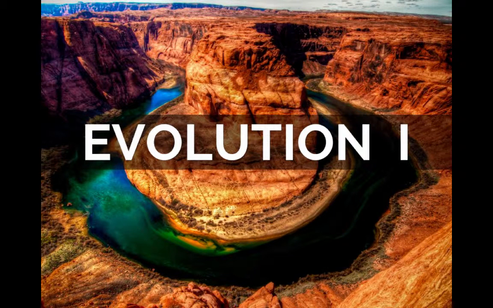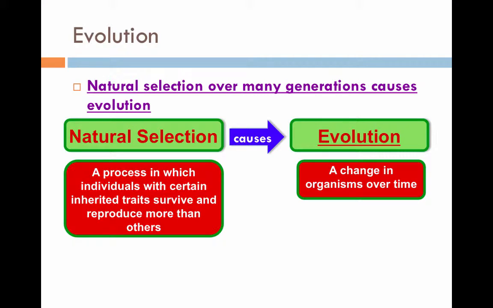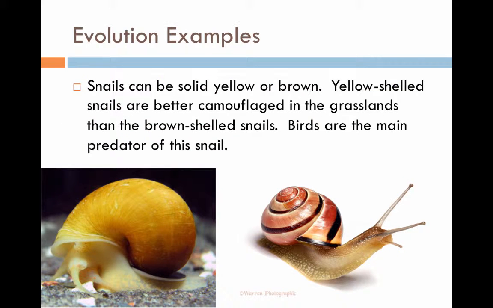This video goes over examples of how evolution causes new species to evolve, and how you can plot organisms on a tree to show their relationships. Just a reminder before we discuss examples of evolution, that natural selection over many generations causes evolution, and evolution is just a change in organisms over time.